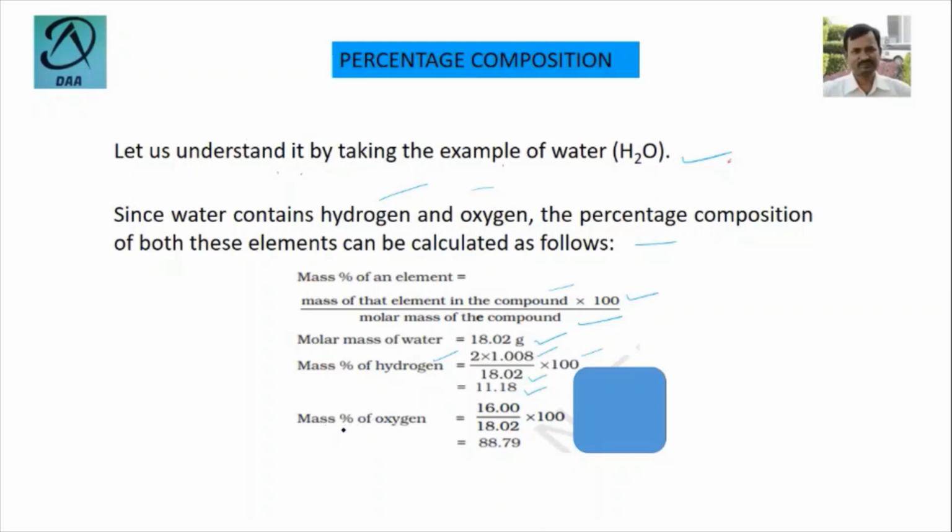And again, the percent mass of oxygen, in the same way using the same equation, is 16.00 multiplied by 100, divided by 18.02, and the result will be 88.79 for the percent mass of oxygen in the H2O molecule.